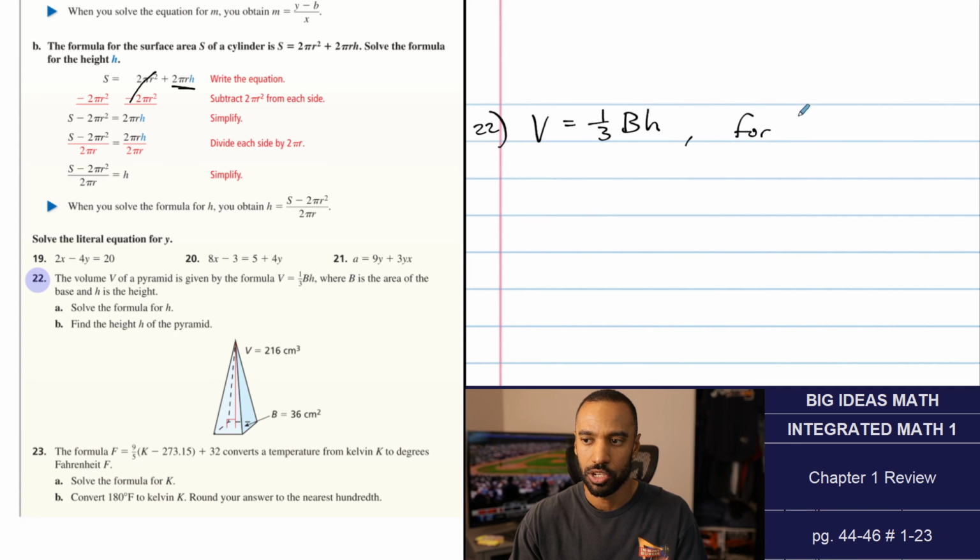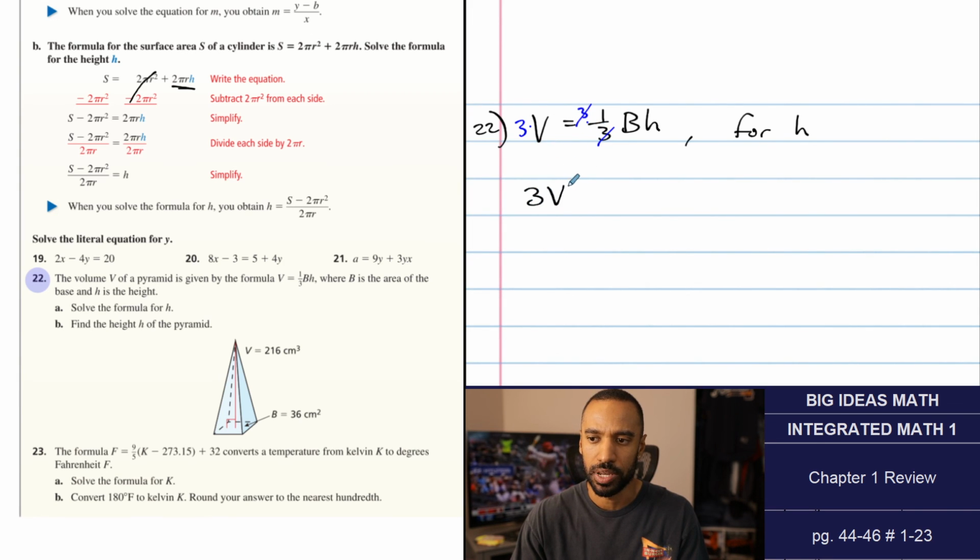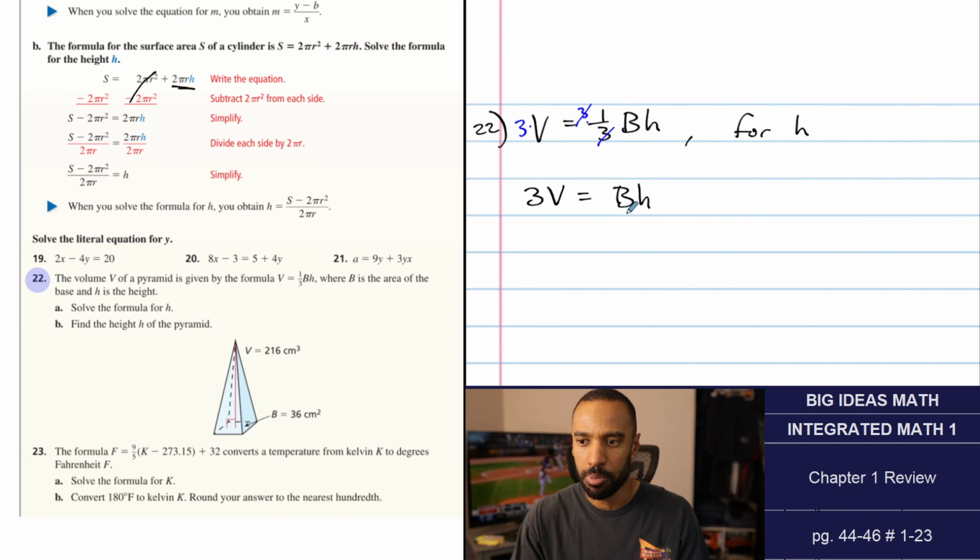Let's solve for h. I'm going to do this one step at a time. First, I'm going to multiply both sides by 3. Keep in mind, 1/3 times something means dividing that by 3. So if I multiply by 3, I've busted that fraction. We now have 3 times V equals B times h. And I need to solve for h. And keep in mind, B is multiplying with h. So I can divide both sides by B, and we will get h equals 3V over B.